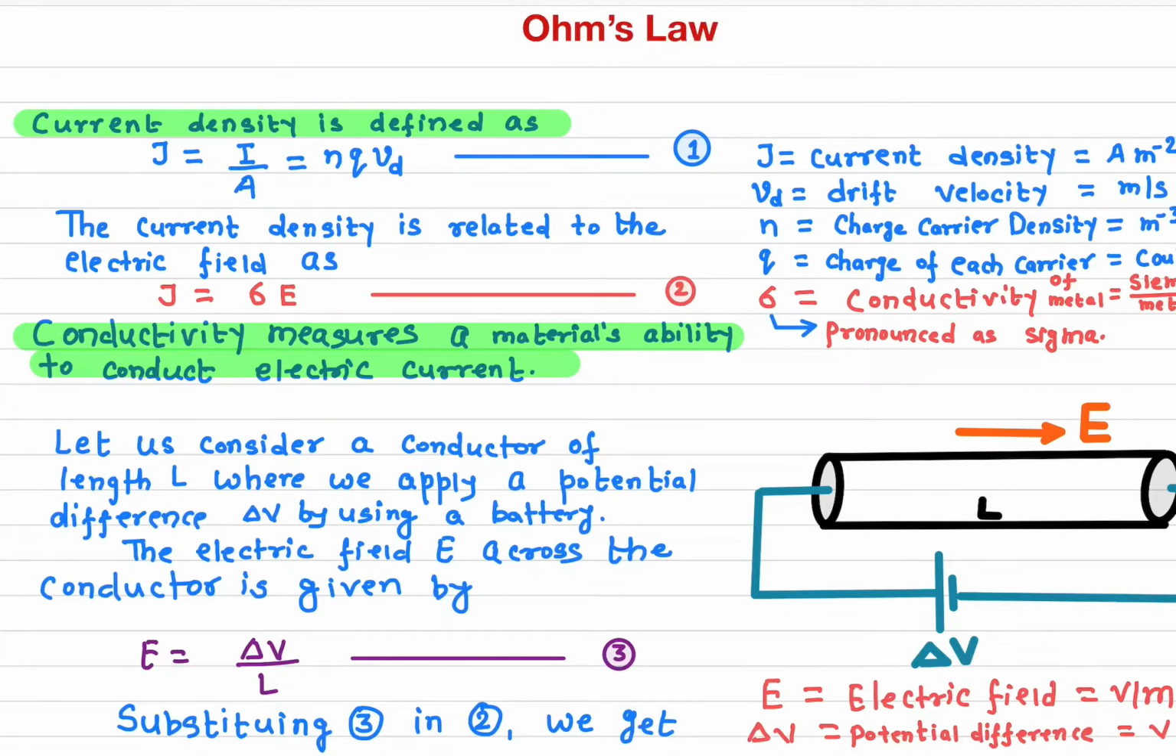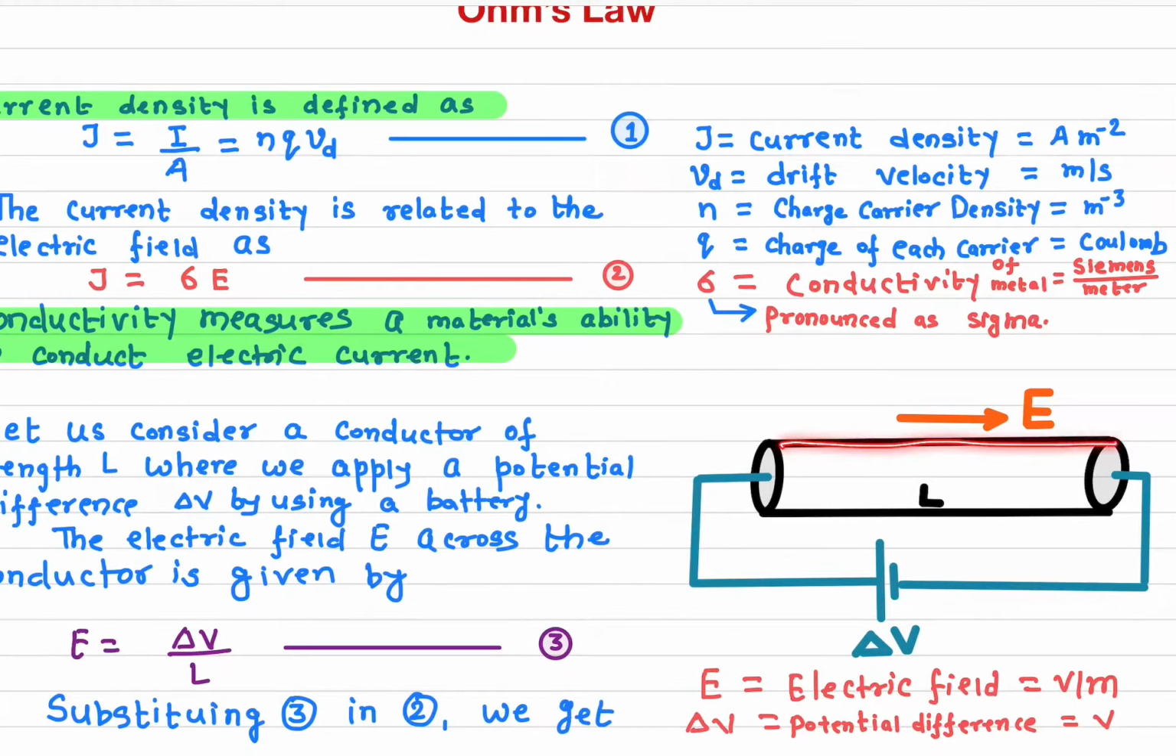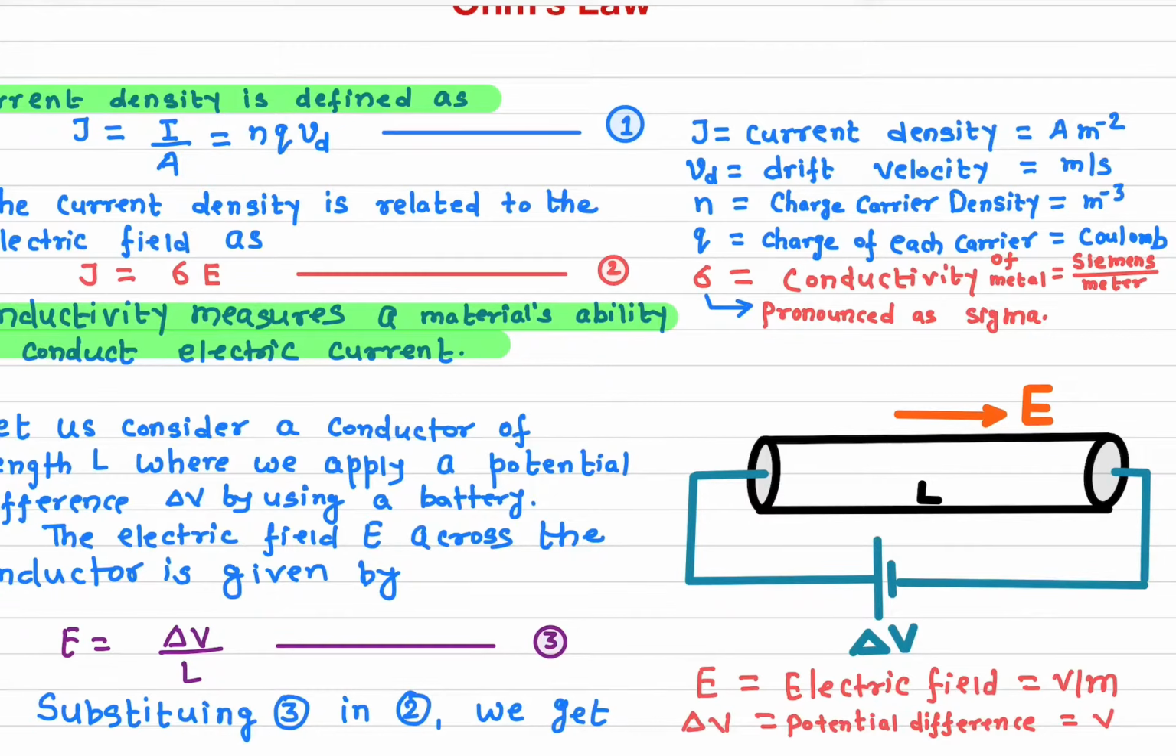So if we have, let's say, a conductor, and if we increase the electric field, how can we increase the electric field? There are different ways of increasing it. One way is by applying more potential difference, or by reducing the length of the conductor. Either way, you can increase the electric field. The current density in a conductor is directly proportional to the electric field.